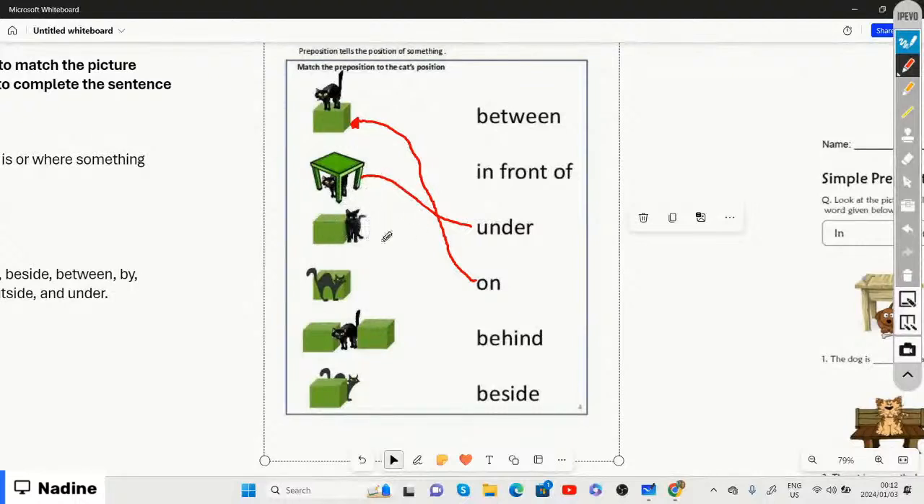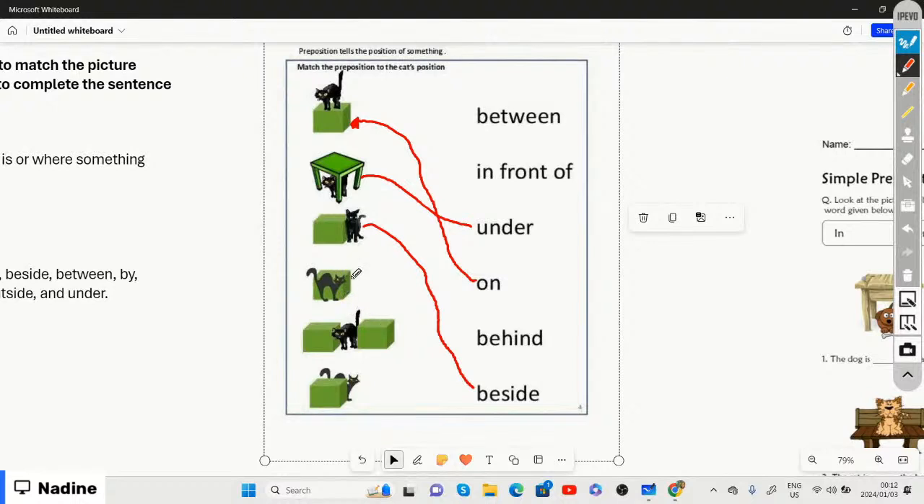Now, if we look at the box over here, right? It says the cat is... It basically looks as if the cat is next to the box, but there's no word next to. So we're going to say the cat is beside the box. Because there's no next to. So a word that is similar to next to is beside.